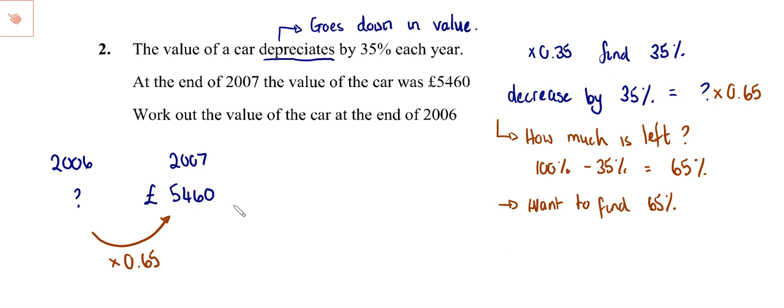Now, this is where Sienna's method does work. I want to go backwards. So, what do I do? Divide. So to go backwards, I actually need to divide by 0.65. And what do I get? Exactly. Yes.